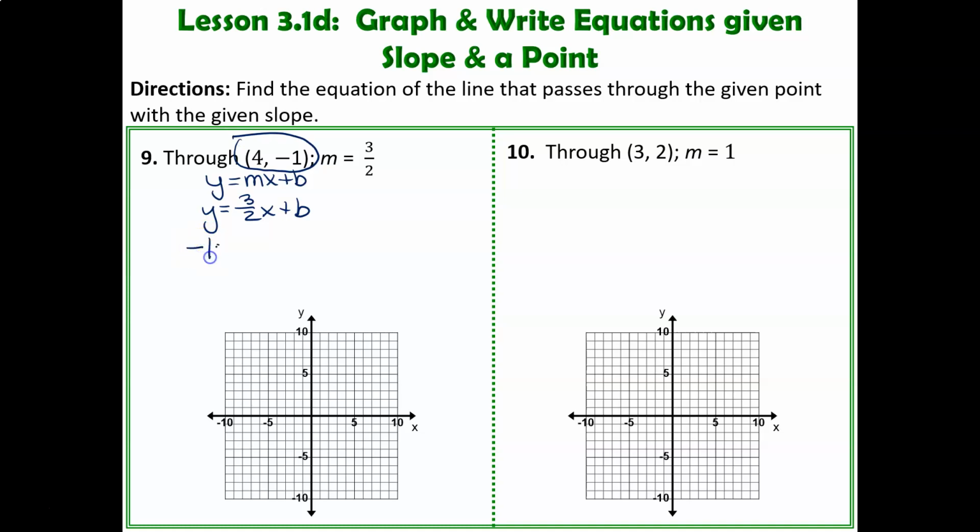So y is -1 equals 3/2 times 4 plus b. We're going to cancel. 2 becomes 1, and 2 goes into 2 once and into 4 twice. So I have -1 equals 6 plus b. When I subtract 6 from both sides, I have b equals -7. So now I can put all the pieces together to get my equation.